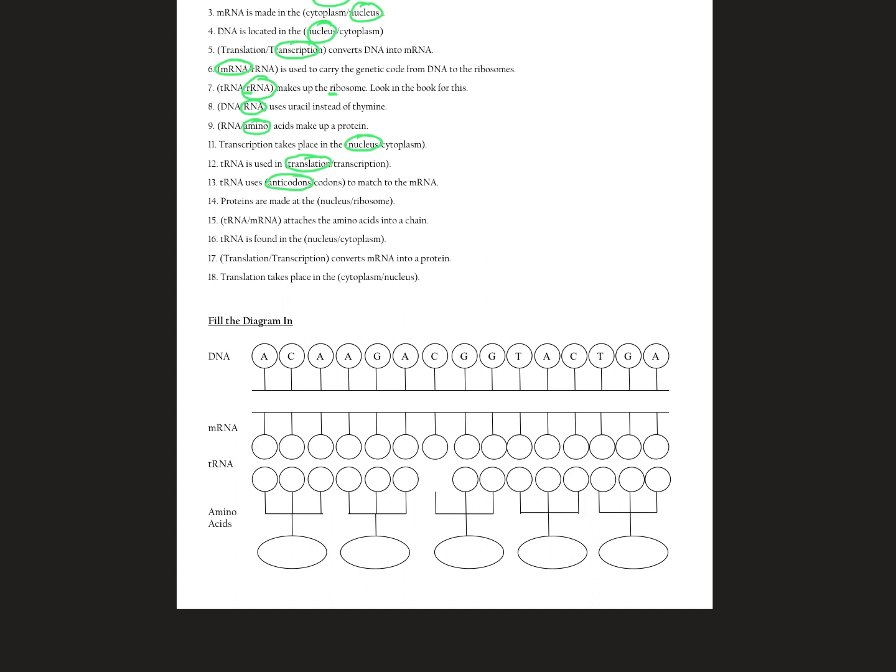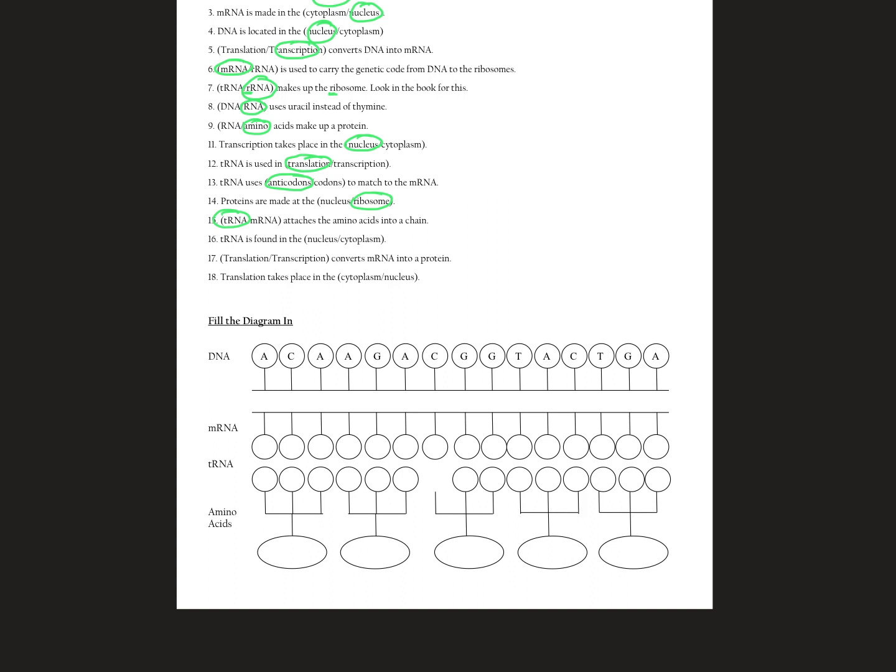Proteins are made in the ribosome. tRNA or mRNA attaches the amino acids into a chain? Well, that's kind of weird. I don't like the question, but tRNA is what I would choose here as well. I would say it's the ribosome that's doing that. That's the enzyme. tRNA is just holding it, but okay, that's fine.